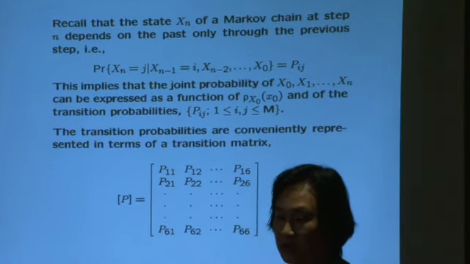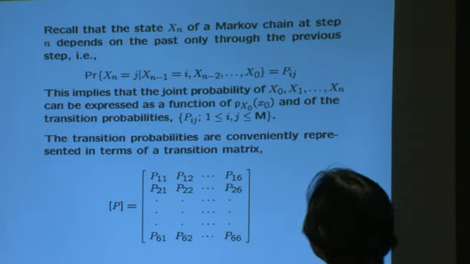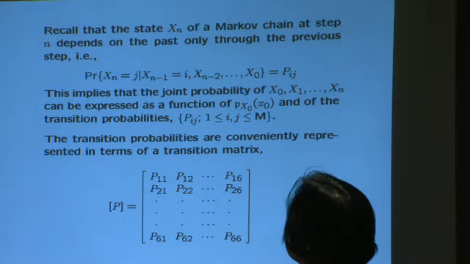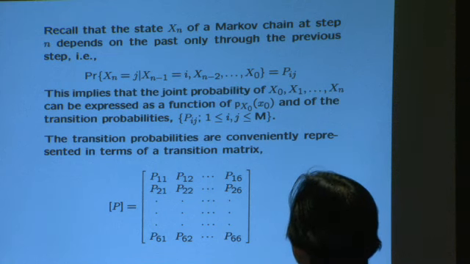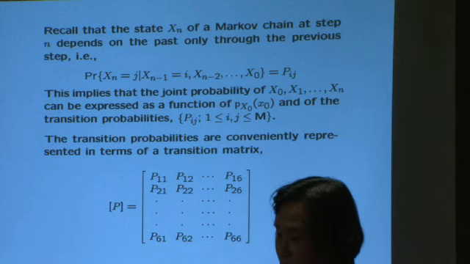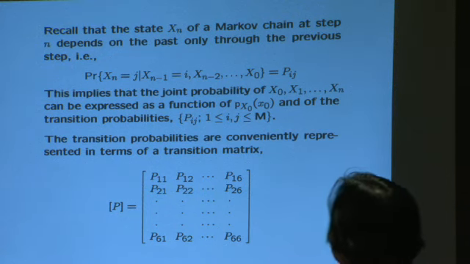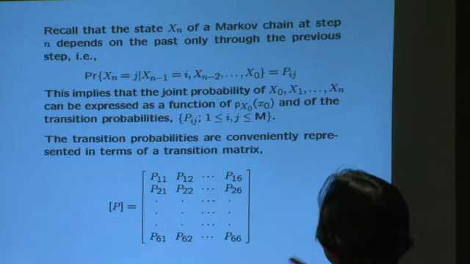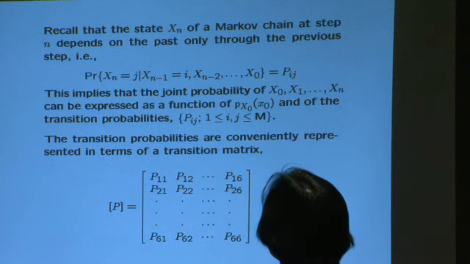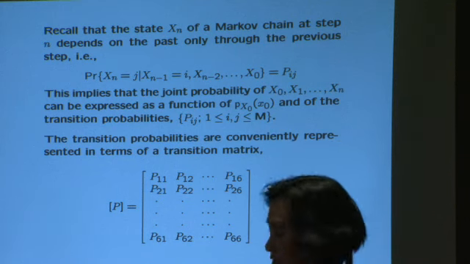So the state X of n of this Markov chain at step n depends only on the previous step. So for n steps, we want to be in state j, and then we have this path, X of n minus 1 is i, and so forth up to X naught. It's just the probability from state i to state j. So this means that we can write the joint probability of all these states, X naught, X1, all the way up to Xn, as a function of these transition probabilities.